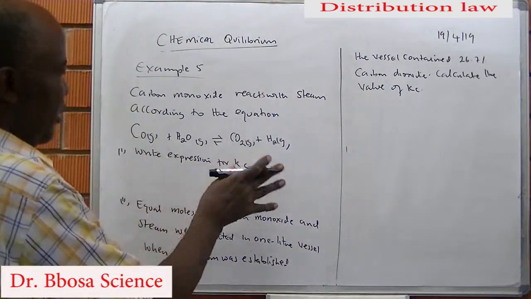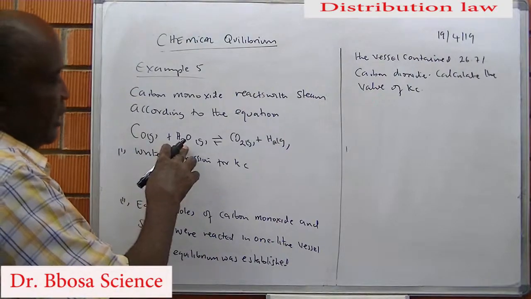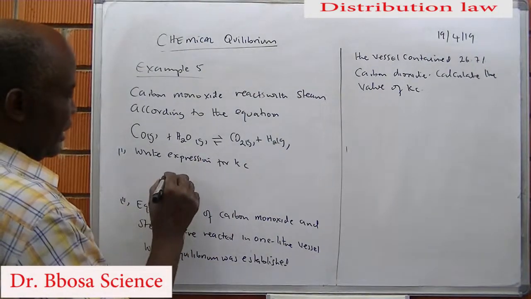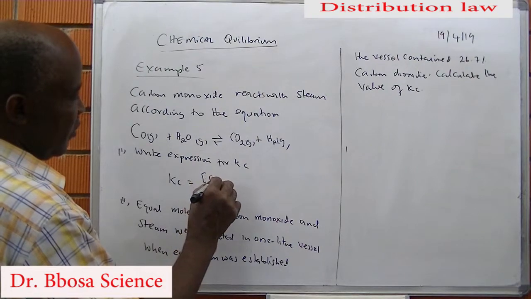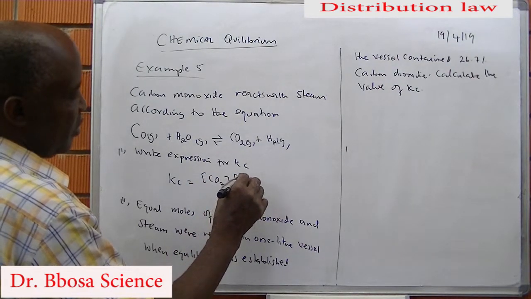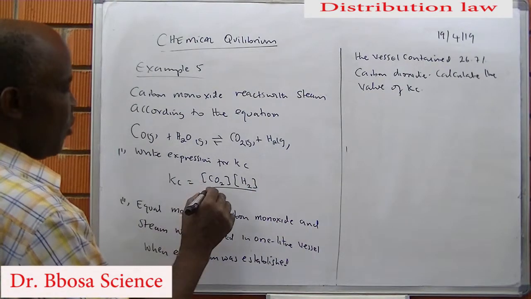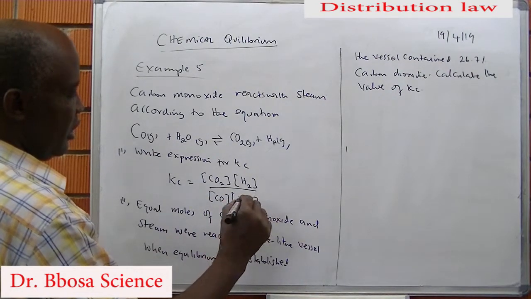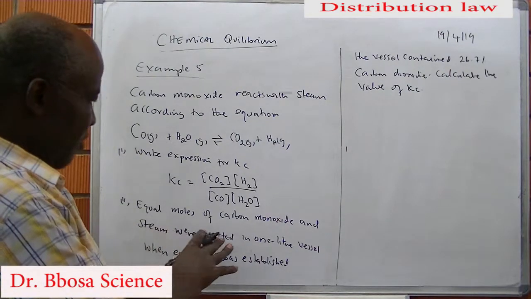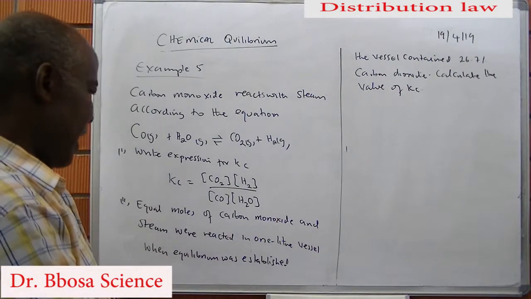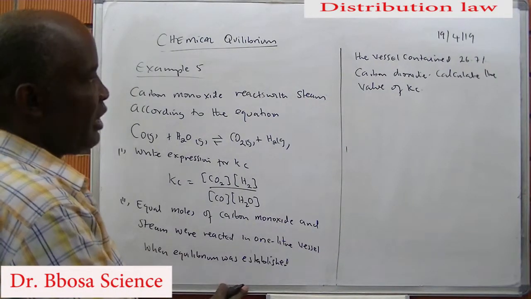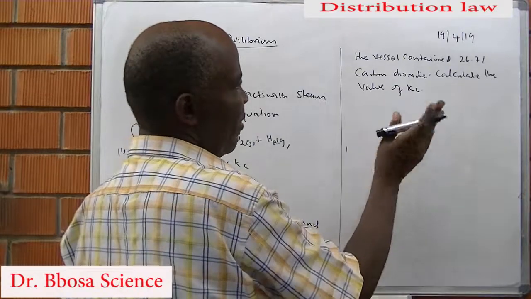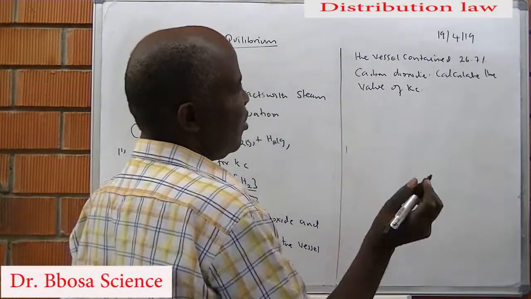Example 5. Carbon monoxide reacts with steam according to the equation: carbon monoxide plus steam, you get carbon dioxide plus hydrogen. 1. Write the expression for Kc. Kc is equal to the concentration of carbon dioxide times the concentration of hydrogen over the concentration of carbon monoxide times the concentration of steam. 2. Equal moles of carbon monoxide and steam were reacted in a 1 liter vessel. When equilibrium was established, the vessel was found to contain 37% carbon dioxide. Calculate the value of Kc.